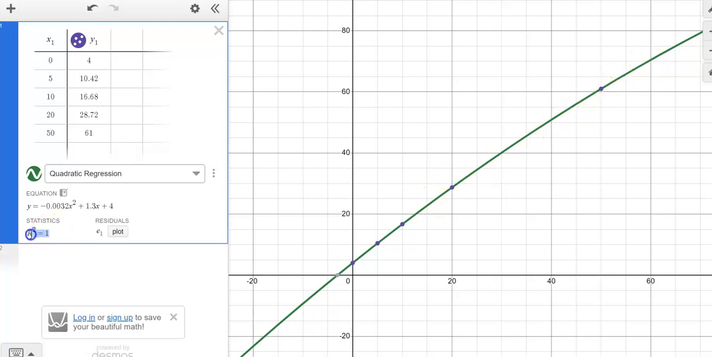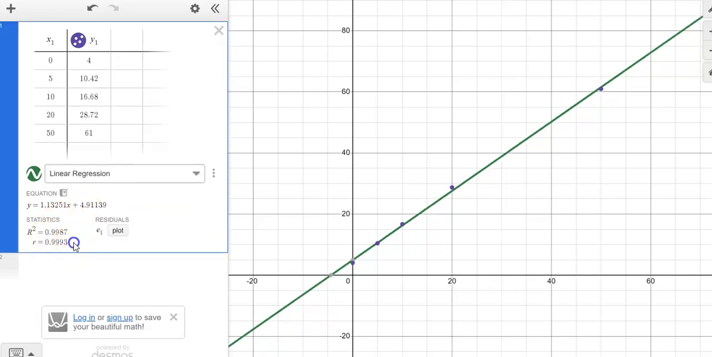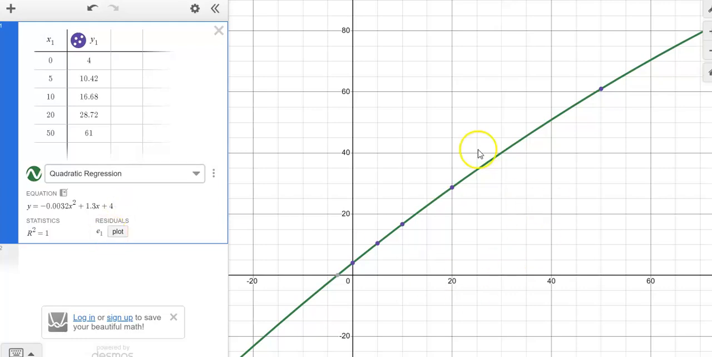A good indicator is this number right here. If this r squared value, when we try a quadratic, is really close to 1 or in fact equal to 1, then the quadratic regression is the best result. If we look back at the linear, our r value is 0.9993, which is very close to 1, but 1 is even closer to 1. So this is going to be the best outcome. That means this is our regression equation, and this data doing what it does is the reason why.